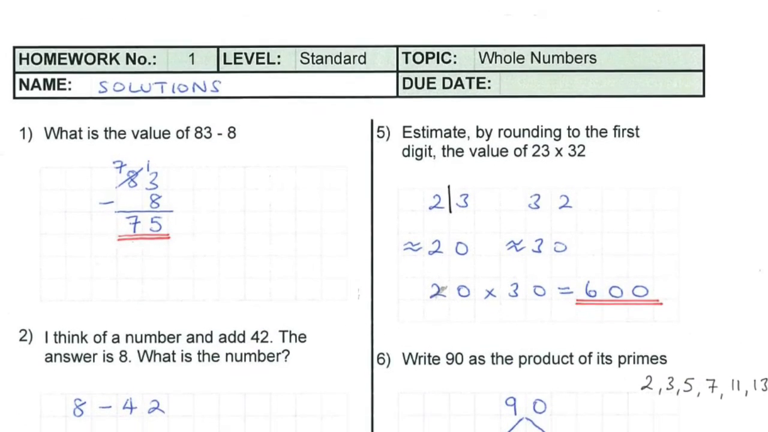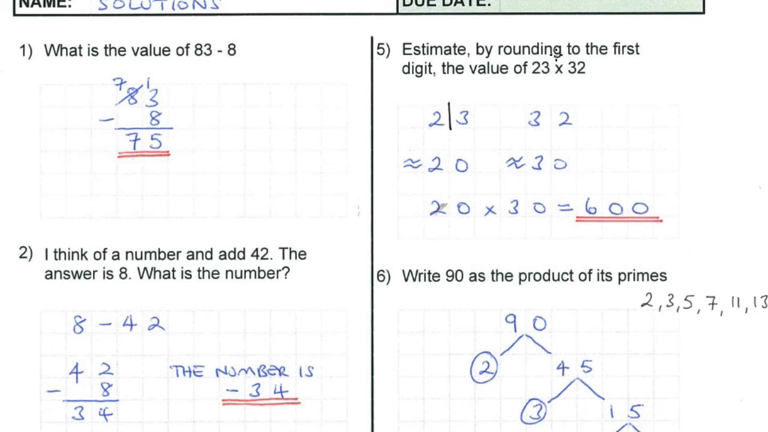For question 5, we have to estimate by rounding to the first digit. Now the first digit is actually here. This one here is the first digit. The 3 is not the first digit. So if we look at this here, well, is this 5 or more? No, it's not. So we leave the first digit and just change this to a 0. So 23 is approximately 20. Same with 32. The first digit is this 3. And because that is the first digit, we're looking at this one and saying, is that digit there 5 or more? No, it's not. So that becomes 30.